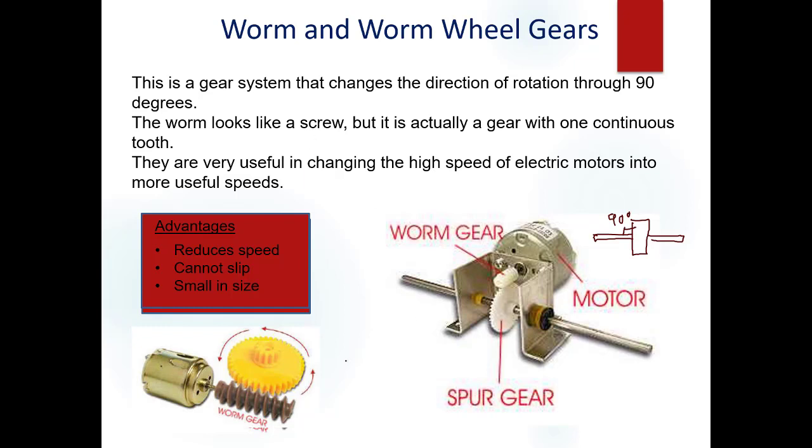A worm wheel is a screw, but all a screw is, it is a gear with one continuous tooth wrapped the whole way around it. We use this a lot in drive systems and things like that. It has a large number of advantages. First of all, it gives a large speed reduction. However, you also get a large power increase. It cannot slip. The gear wheel, the spur gear, cannot turn the worm gear. And lastly, it's very small in size. These motors can be extremely compact.